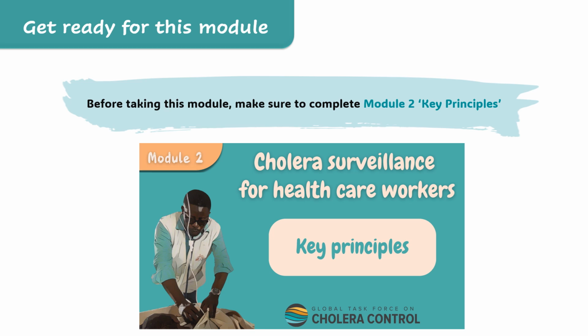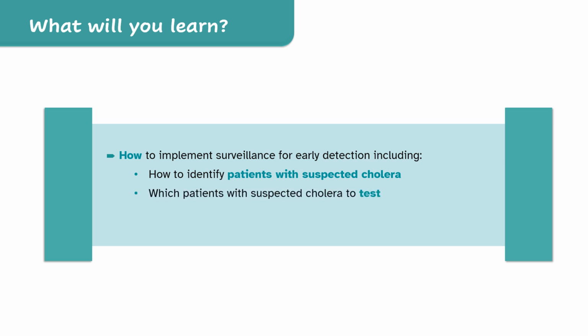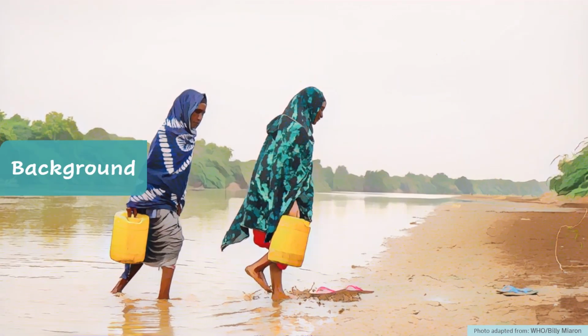These principles always apply. Therefore, if you have not yet already done so, we encourage you to take Module 2 of this course before taking this module. After completing this module, you will know how to implement surveillance for the early detection of a cholera outbreak, including how to identify patients with suspected cholera, which patients with suspected cholera to test, and how often to report patients with suspected cholera. Let's start with a refresher on cholera surveillance for the early detection of an outbreak.